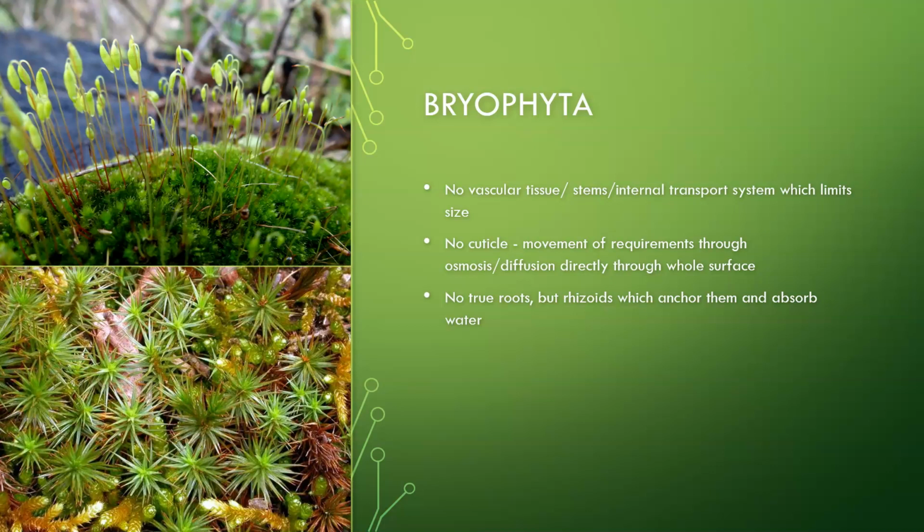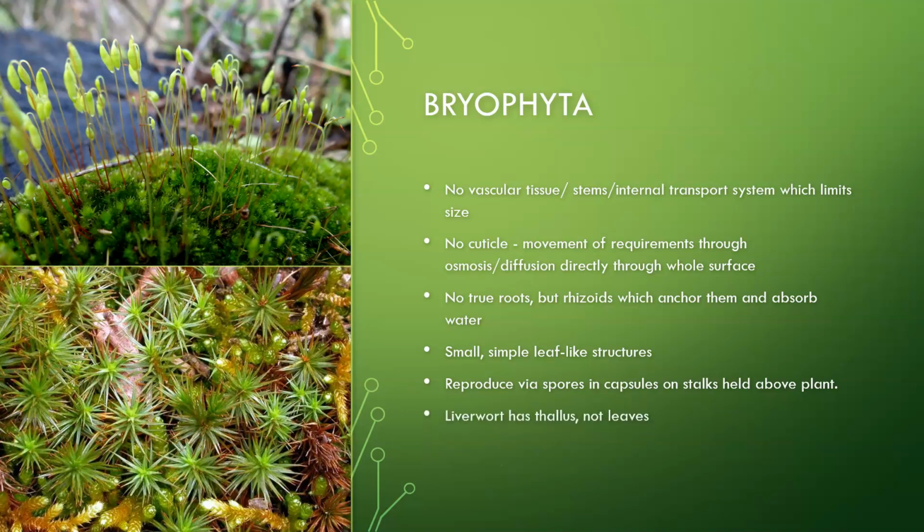Our Bryophytes have no true roots. They have what we call rhizoids, which anchor them into the ground and allow them to absorb water. They're very small, simple leaf-like structures. They reproduce via spores in capsules on stalks held above the plant. You can see that in that top left-hand corner there. Liverwort has what we call a thallus, but no leaves.